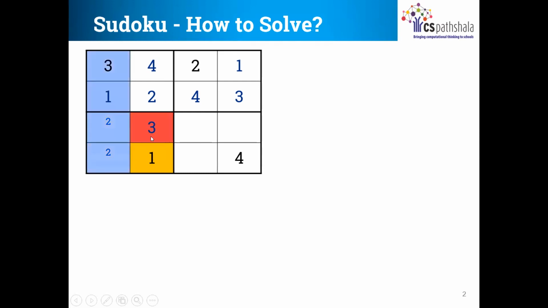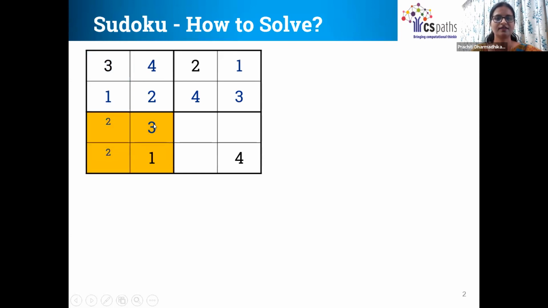So where can we have 3 here? Okay, so here we can have 3, right? Now 1 and 3 are fixed and 2 and 4 are not fixed. Now for 2, we have these 2 possible positions. Let us check where we can have 4 in this cell.